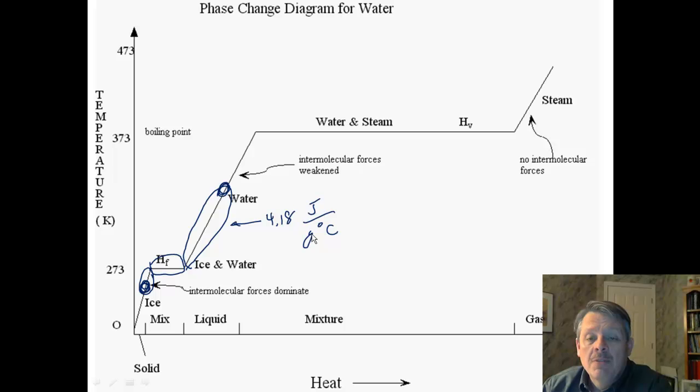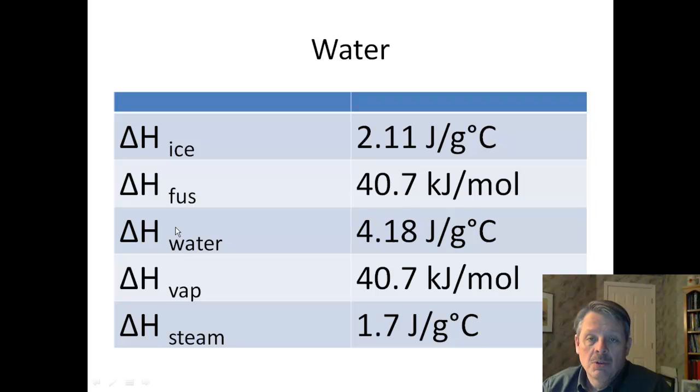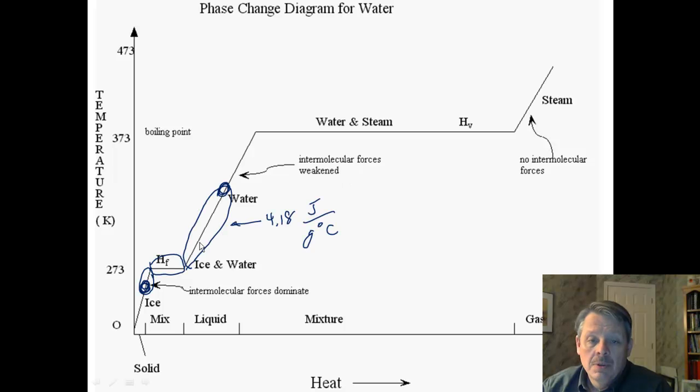Well, what we have to do is look all of these up on our table so that we know which pieces go where. All right, so let me just look down here. I notice my heat of fusion is 40.7 kilojoules per mole. So notice, again, this is moles, this is grams.